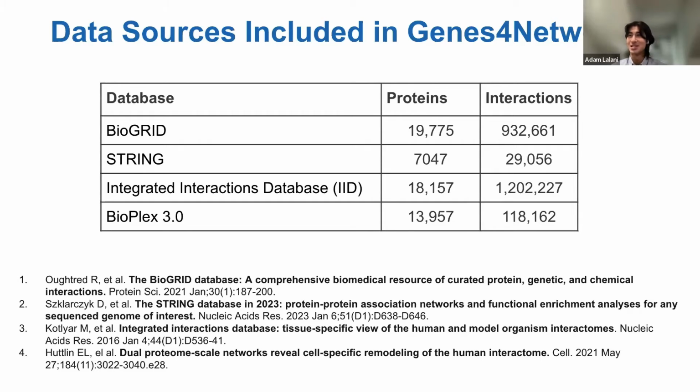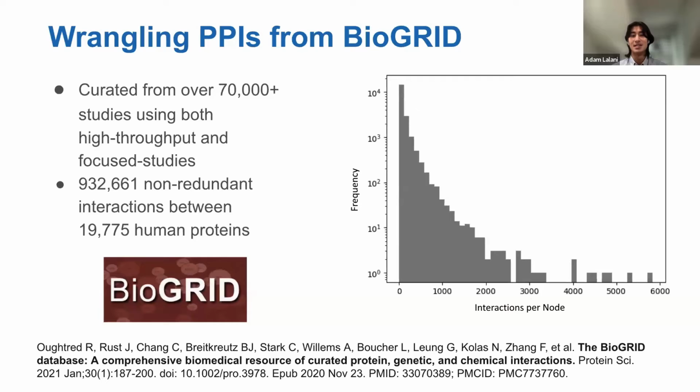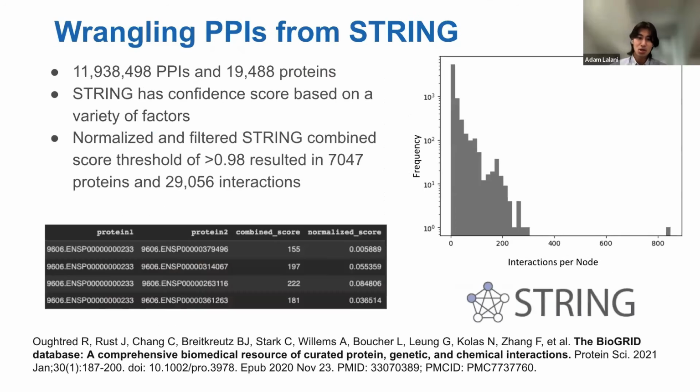Genes4Networks contains 4 primary data sources: Biogrid, String, Integrated Interactions Database, or IID, and Bioplex 3.0. Biogrid contains PPIs extracted from over 70,000 studies with both high throughput and low throughput focused studies. Genes4Networks includes about 900,000 non-redundant PPIs between about 20,000 proteins from Biogrid. The plot on the right shows a connectivity distribution for the proteins we gathered from Biogrid. It follows the common power law distribution, meaning the graph contains a few connected genes or hubs, while the rest of the nodes have fewer connections.